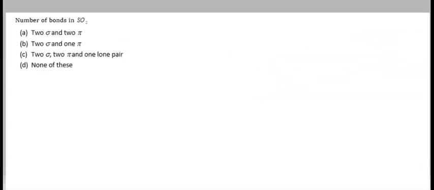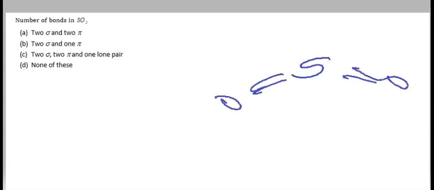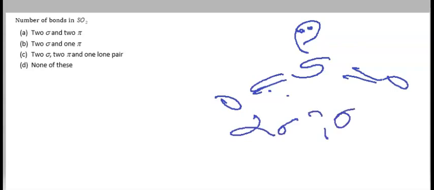So we have to find out the number of bonds in the SO2 molecule, right? Sulfur is in the center, with O on each side, right? And sulfur is having one lone pair, right? So as we can find out, 2 sigma, 2 pi, and one lone pair are present in it, right? So option C is right for this.